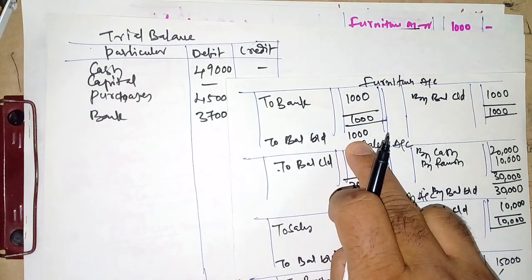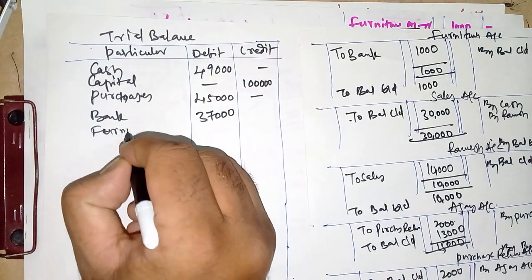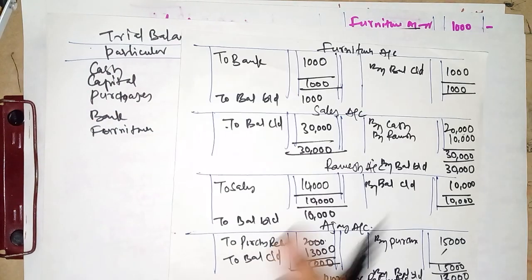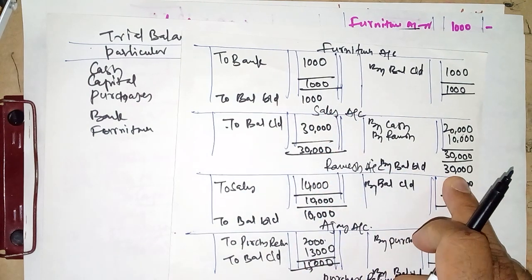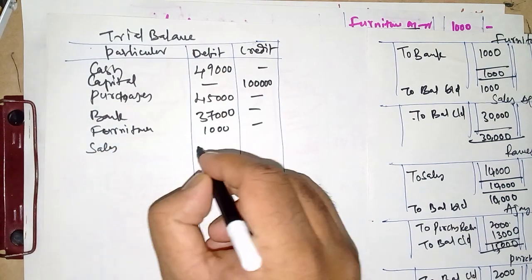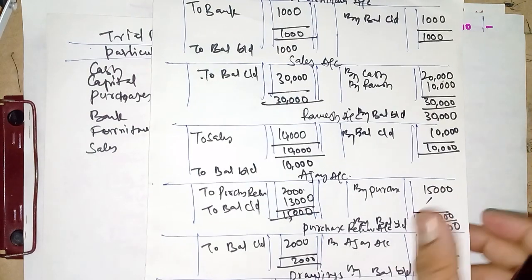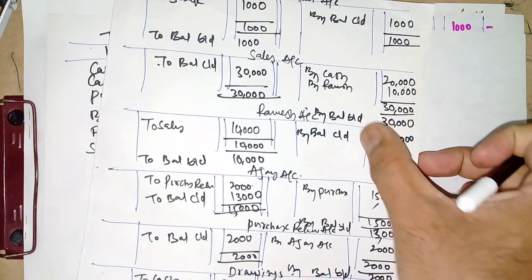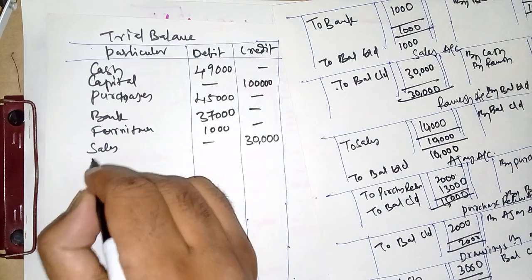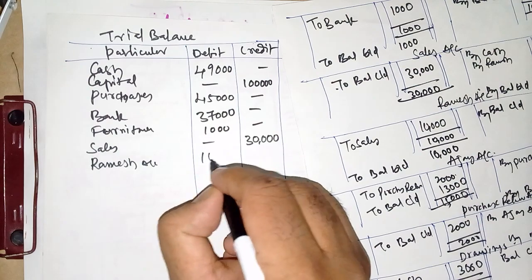Furniture account is a debit balance of 1,000. So furniture, 1,000 debit balance. Next account, sales account, showing a credit balance of 30,000. So sales, credit balance 30,000. We are writing on the credit side. Then after sales we have Ramesh account, debit balance 10,000. We sold goods to Ramesh, we need to receive money. Ramesh account, debit balance 10,000.